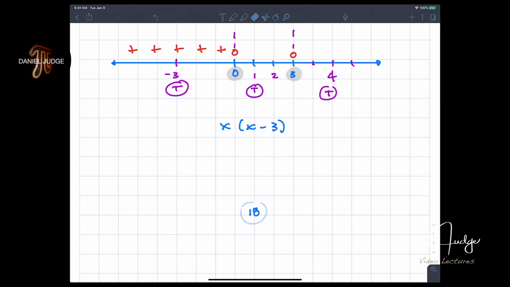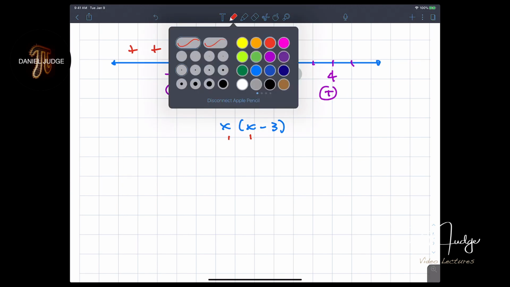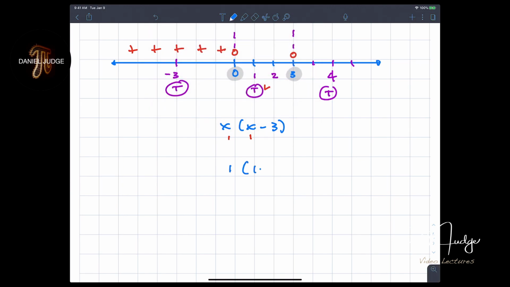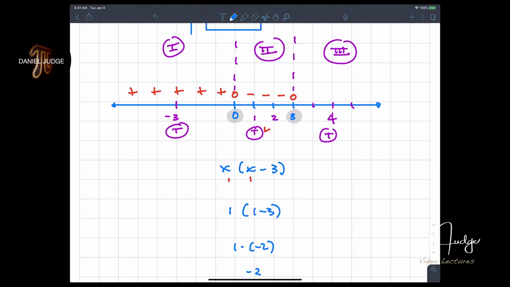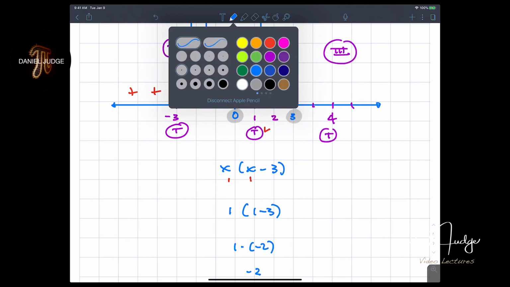So we're going to do the same thing now. We're going to test region 2, using the test point we already decided. We use this test point of 1, so we plug in 1 for x. So we get 1 times 1 minus 3, or 1 times -2. A positive times a negative will give us a negative answer, because 1 times -2 is -2. So region 2 is negative, region 1 is positive, and we have to test the last region, region 3.